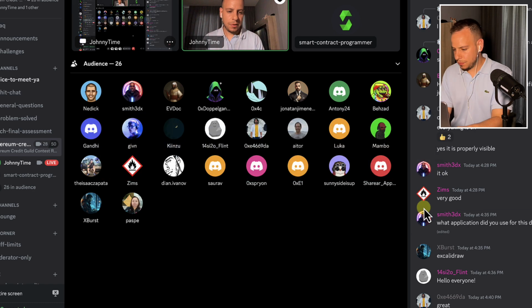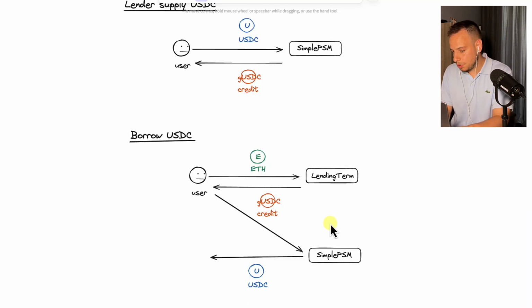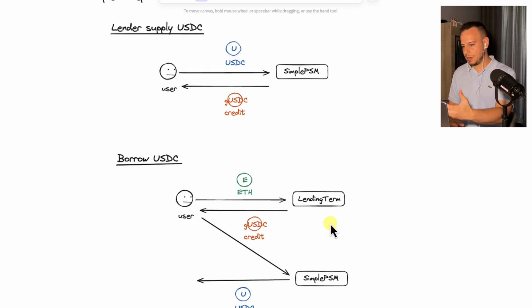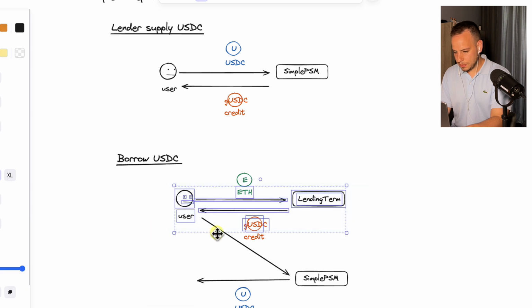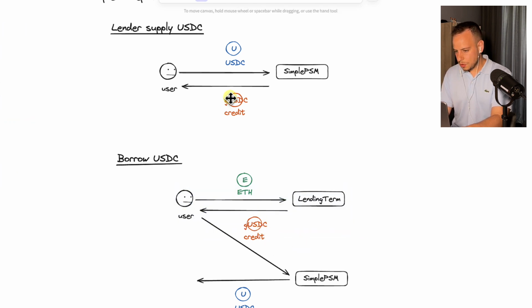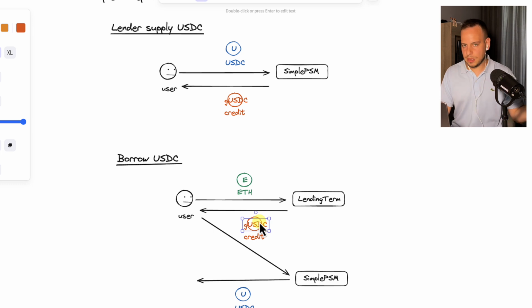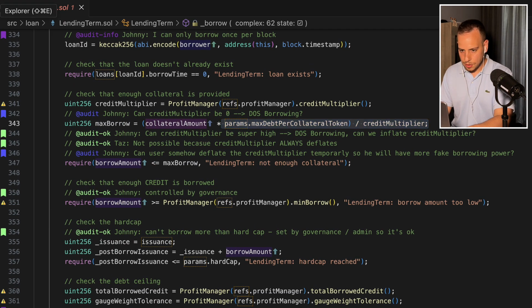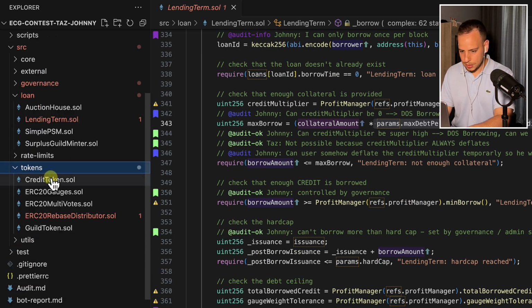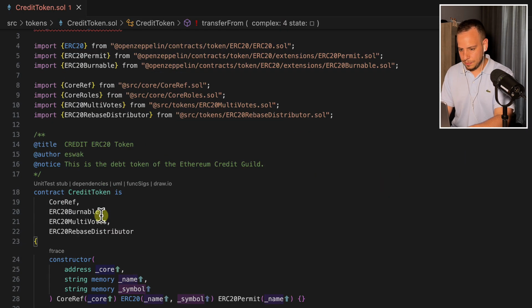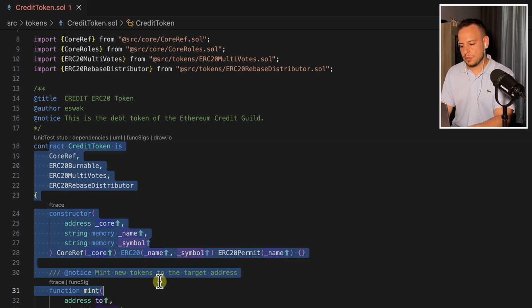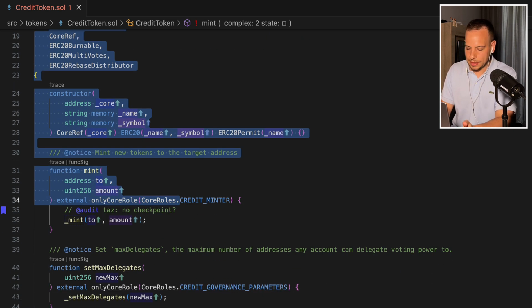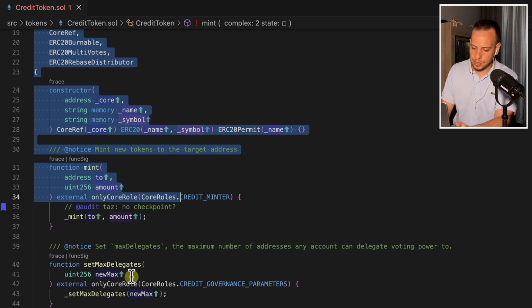Any questions, guys, so far? About how the protocol works, how lending works, the flow of how you supply USDC, get GUSDC, deposit ETH to borrow credit tokens. So this GUSDC, and maybe in the future GUSDT or other tokens, is also called a credit token. So in tokens here, we have the credit token, which initially is going to be only GUSDC. But again, it could be GETH, GUSDT.